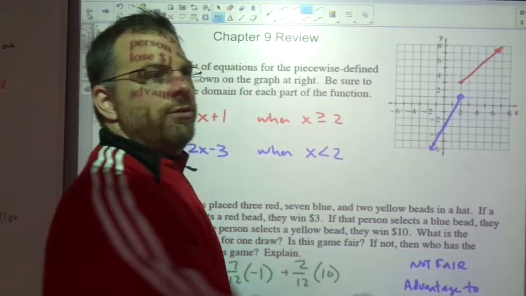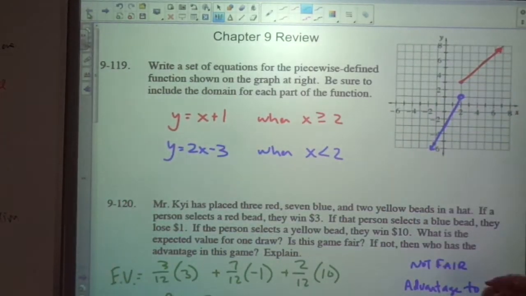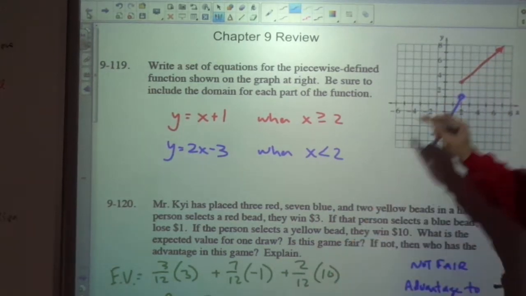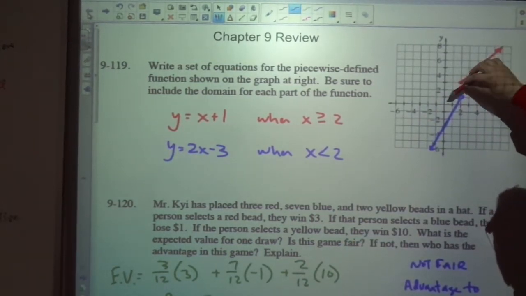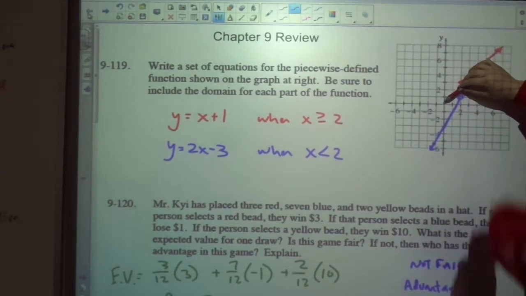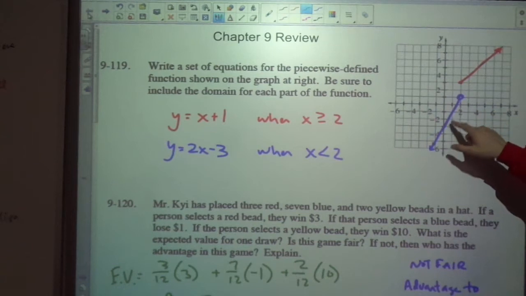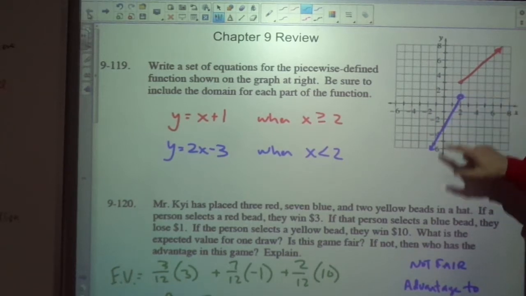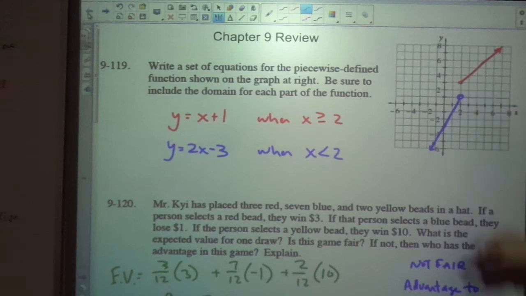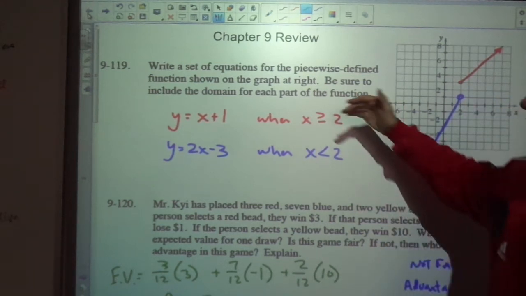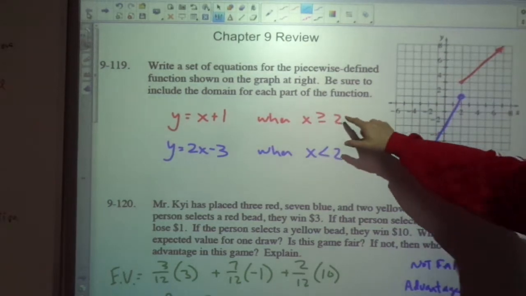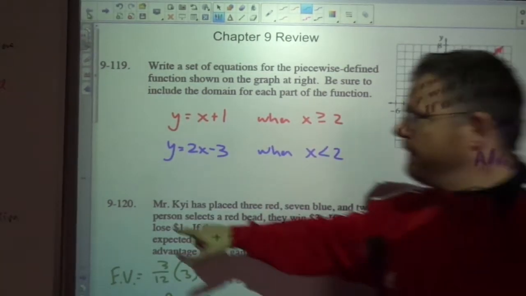So here's the graph. I drew the red piece over here, the blue piece here. So the red graph, if we were to continue it and extend it, it would go right through here, and it would be the equation y equals 1x plus 1. But we only need that part for when x is greater than or equal to 2. The blue part is the line with the y-intercept of -3 and a slope of 2. So this would be the equation y equals 2x plus 3, but we only need the part when it's less than 2, not equal to 2 because it's an open circle there. So two parts of the graph, it's this when it's above 2, this when it's below 2.